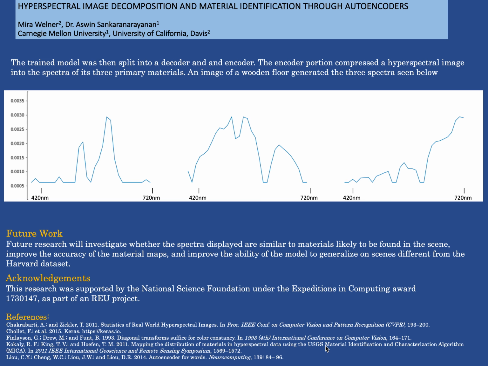The trained model was then split into an encoder and a decoder, and an image of some wood, like a wooden floor, was run through the encoder, and it got these three spectra. Now, the spectra that it yielded don't represent anything that we, as amateurs, could instantly recognize as being part of wood. There was none of this is carbon or water.